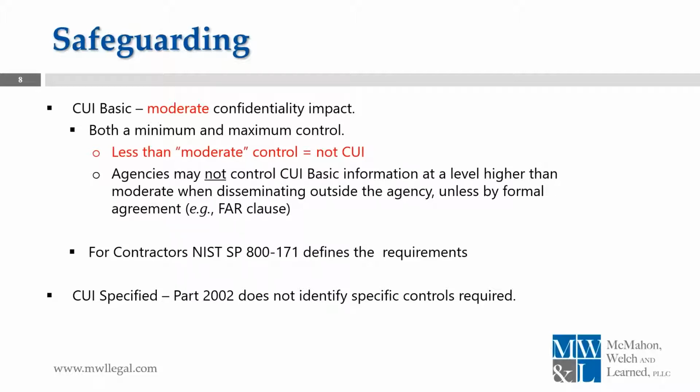Agencies may not control CUI basic information at a level higher than moderate if they're disseminated outside the agency, unless it's by formal agreement. If you're a contractor, you're subject to NIST SP 800-171 if you are dealing with any CUI. If it's CUI specified, the NARA CUI listing doesn't specify the controls required. Instead, it tells you what regulation you have to go to in order to see how that's to be controlled.